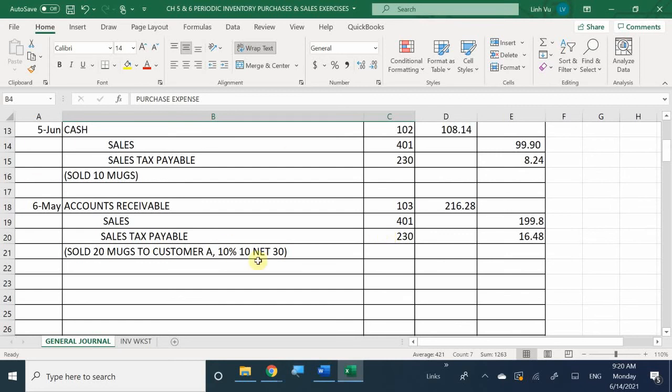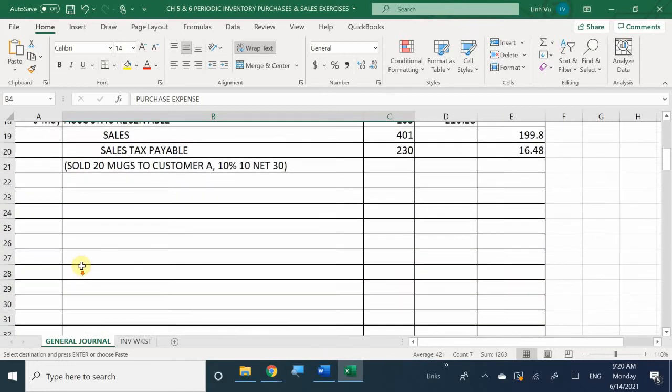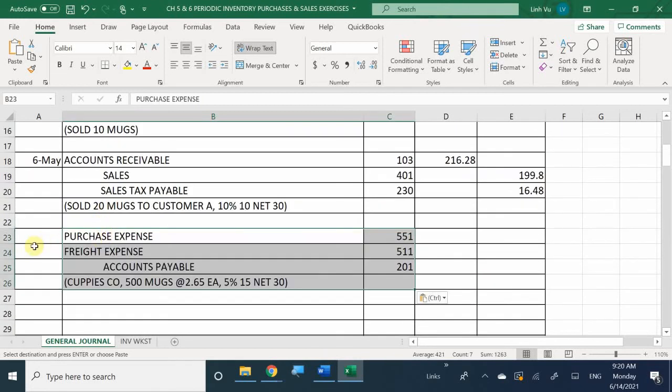Okay, so what I'm purchasing is periodic inventory. So how do I recognize that? Accounts payable, right? Because we place it on account, we owe them money. But what else? The freight expense. Mm-hmm. We're gonna do freight expense, purchase expense, and so on.